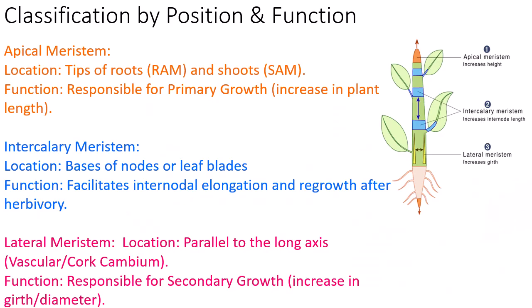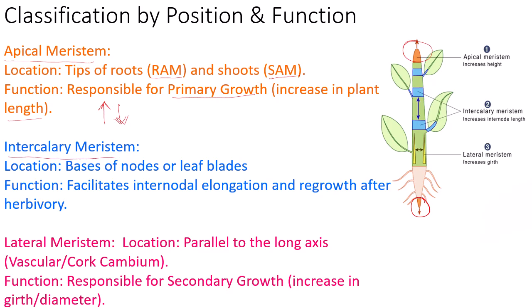Now let us understand the structure of apical meristem. Apical meristem is either present in the root apex or in the shoot apex, so root apical meristem and shoot apical meristem based on their position. Function wise, apical meristem is responsible for primary growth, that is increase in the length of the plant, and it is taking place in both directions, upward as well as downward. In the upward direction, it is taking place with respect to height, and in the downward direction, it is taking place within the roots.